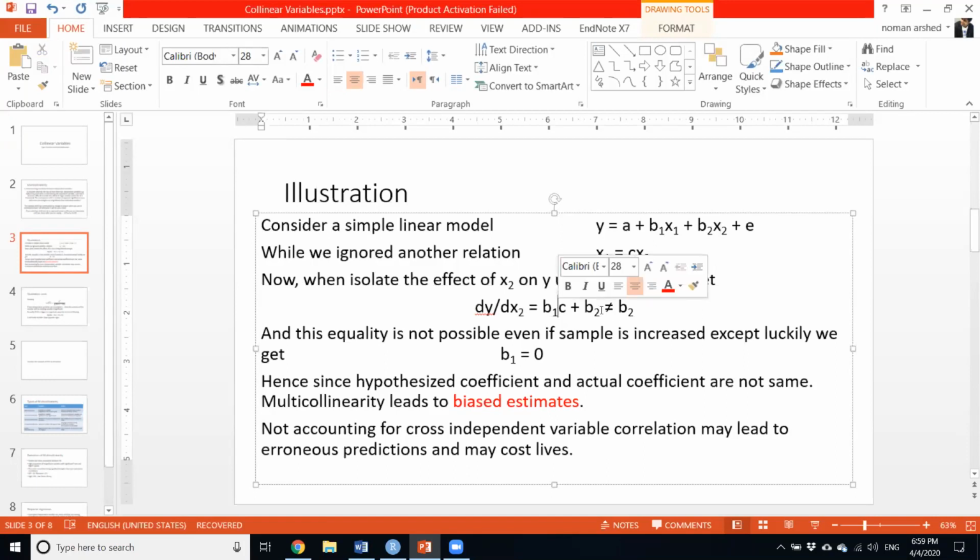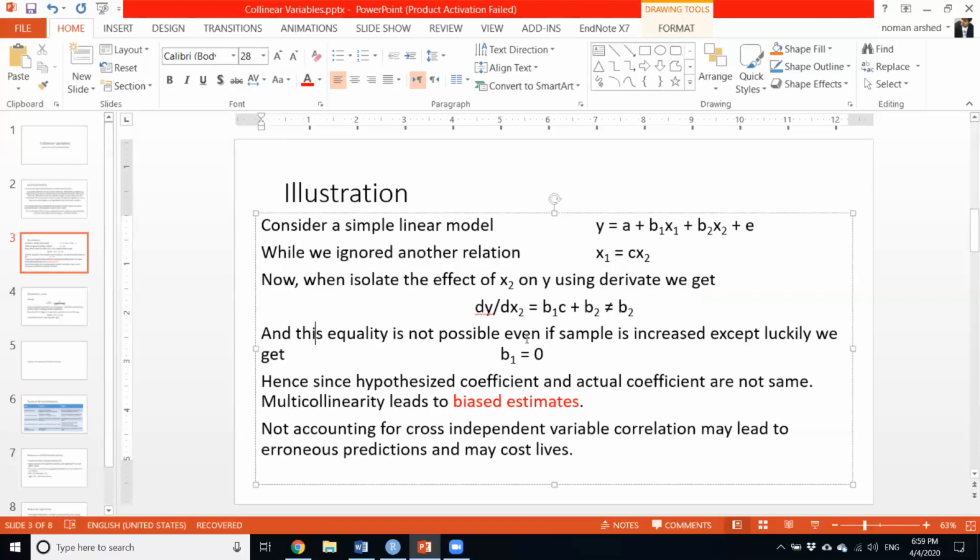So b1c plus b2, which is not equal to b2 that it should be if we assume that the auxiliary regression does not exist. So it means there is an inequality. The hypothetical effect was b2, and the actual effect is b1c plus b2. So this equality is not possible, and this equality will not happen even if we increase the sample size.